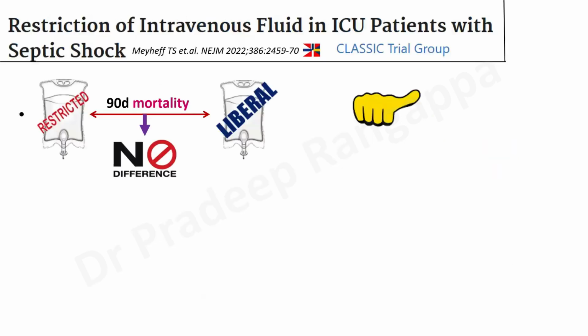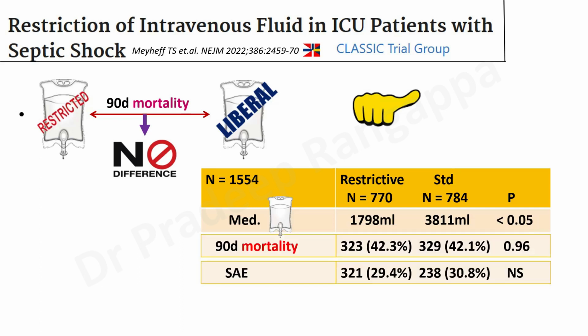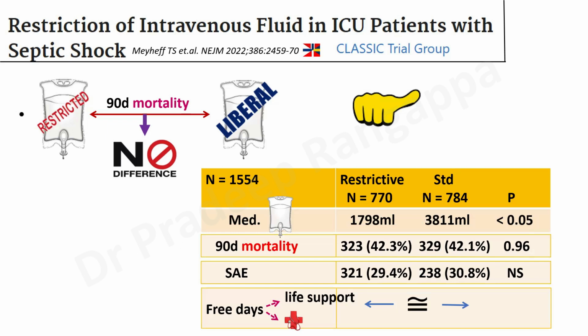Then this was another study, a classic. The CLASSIC trial is a classic trial, again comparing restrictive versus liberal fluid. Again, no difference in 90-day mortality. As you see, this was a study done in 1,554 patients comparing restrictive and liberal, with no difference in any of the endpoints.